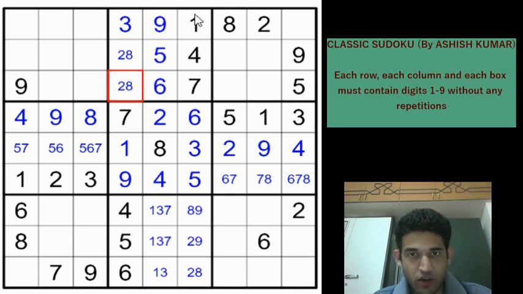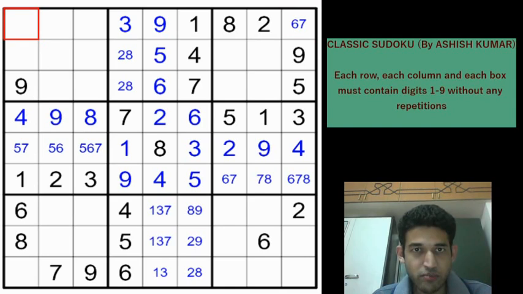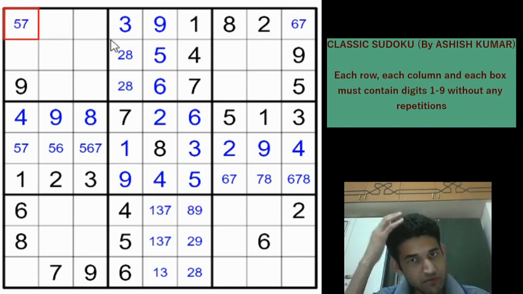Let's look at row 1 now, because we have placed 5 digits. 1, 2, 8, 3 and 9 are in place. Remaining digits are 4, 5, 6 and 7. But we have a 4 and 5 here, right? So this is going to be a 6 or a 7 only. And let's look at row 1 column 1. 4 and 6 are not possible. So this cell is only going to be 5 or a 7.